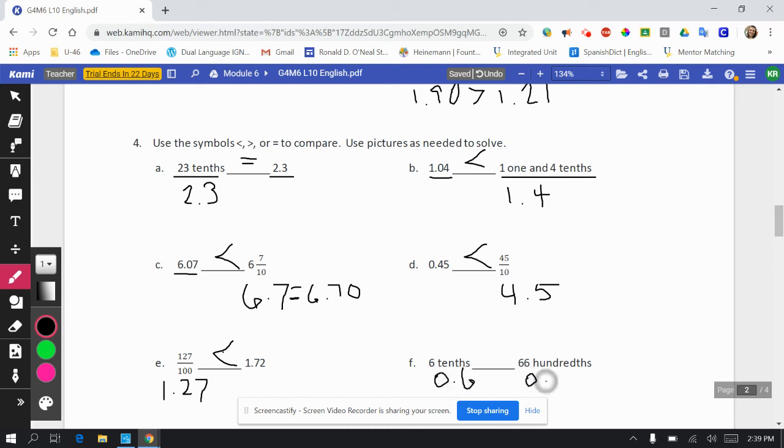6/10 compared with 66/100. Another way to write this is 0.60, 66/100. The mouth opens toward the larger number. All right, there we have it.